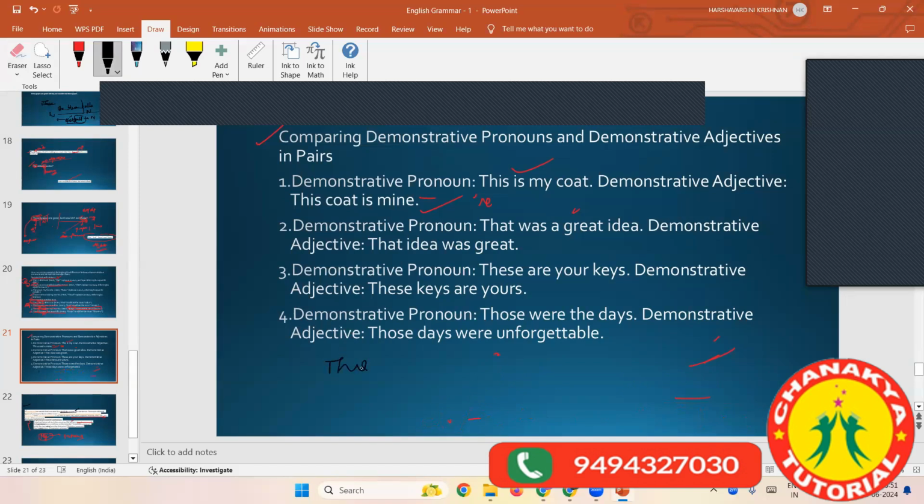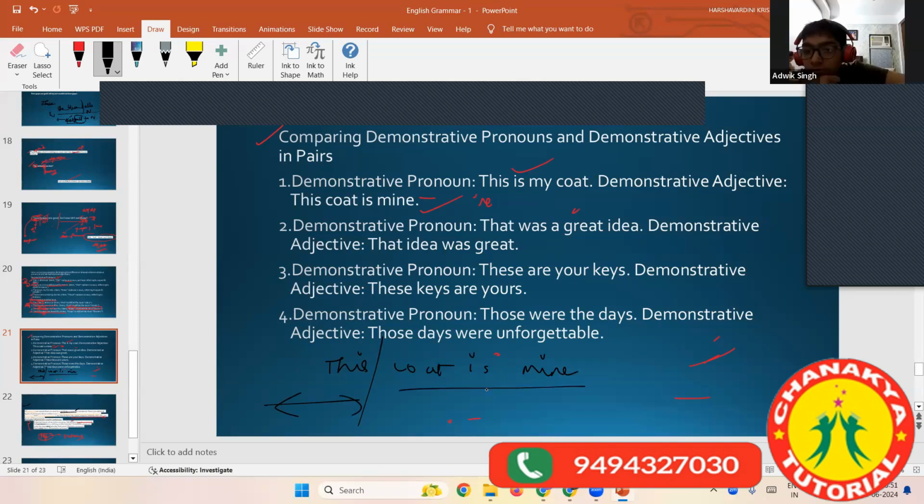Now see, this coat is mine. Actually, the sentence itself is wrong. So that is why I told two ways are there to identify a demonstrative adjective. Remove this word. Remove this word. Just see, coat is mine. Okay, coat is mine. I'm just telling the coat is mine.